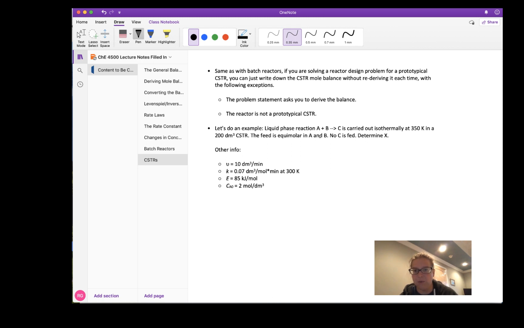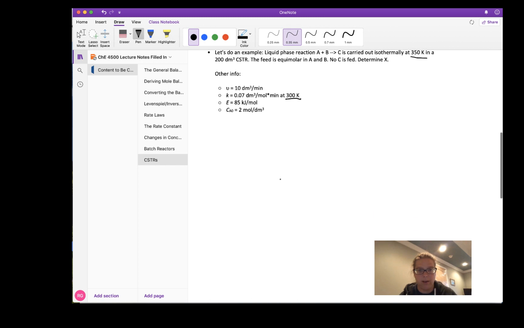And we'll say the feed is equal molar in A and B and no C is fed. And we want to determine the conversion that is possible in this reactor. So other information that we're given: a volumetric flow rate entering, a rate constant. Notice that the rate constant is given to us at 300 K, but the reaction temperature is 350 K. We're going to have to account for that. We're also given an activation energy and an initial concentration of A.